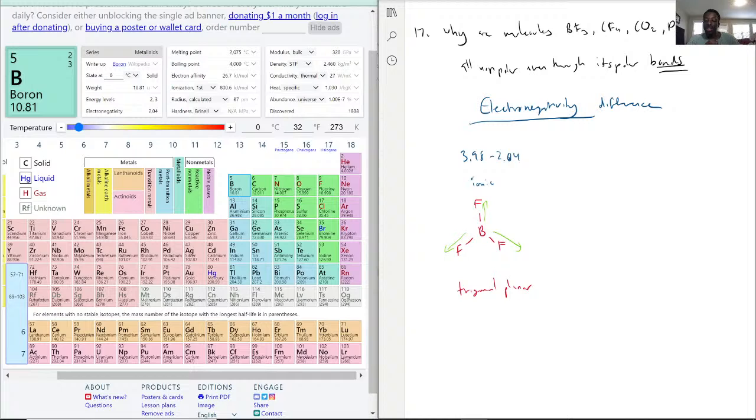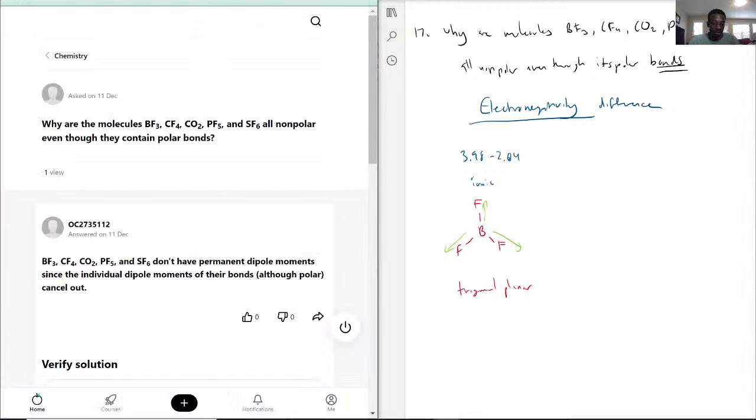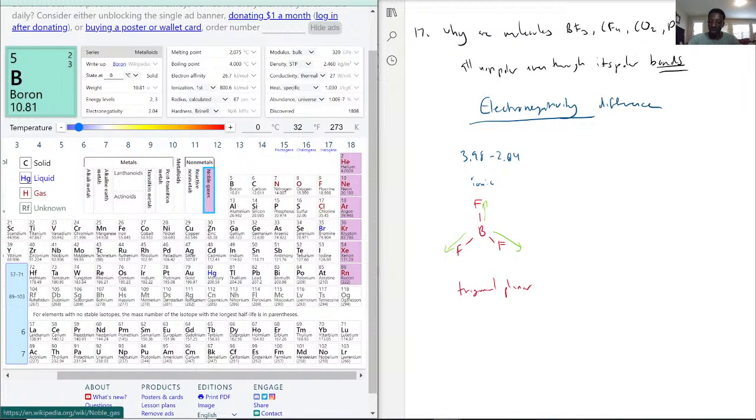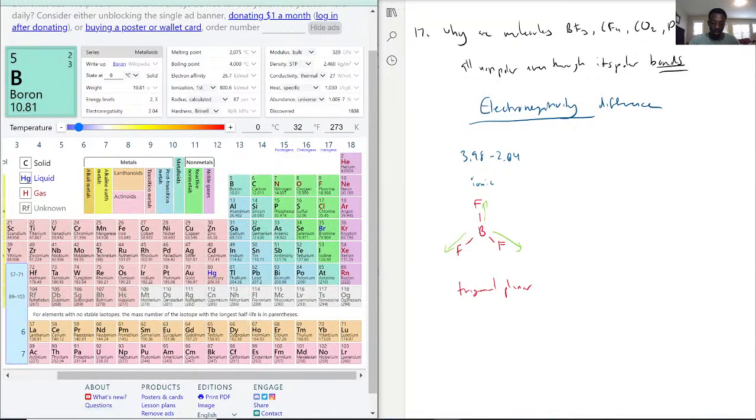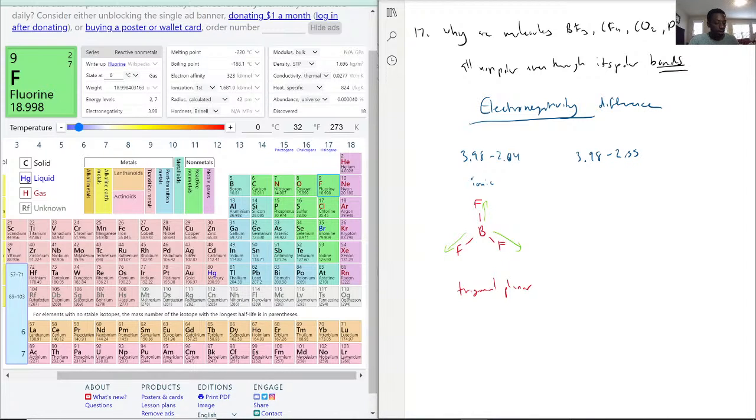Now for CF4. Oh, CF4, I was thinking CH4. For CF4, the difference between carbon and fluorine is 3.98 minus carbon's 2.55. And by the way, to understand whether it's polar or not, if the difference is greater than 0.4, that's when you start dealing with polar bonds. So this already clearly exceeds that. This is also a polar covalent bond.